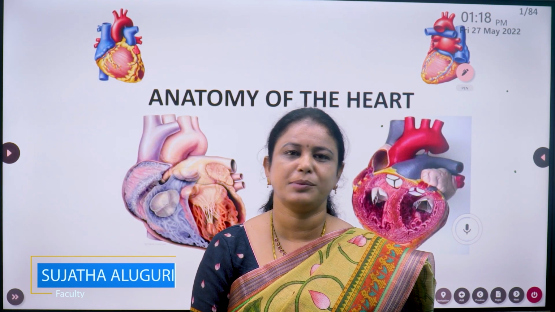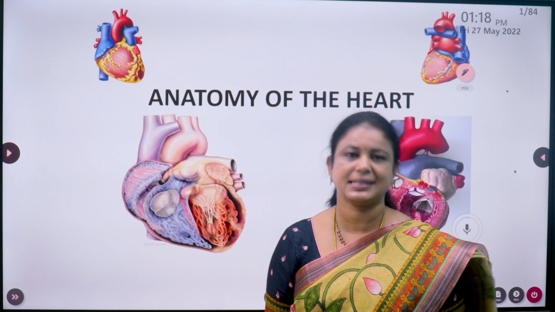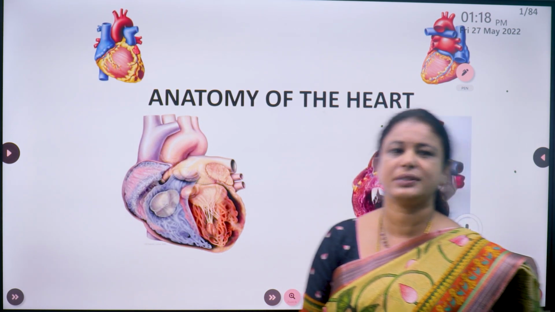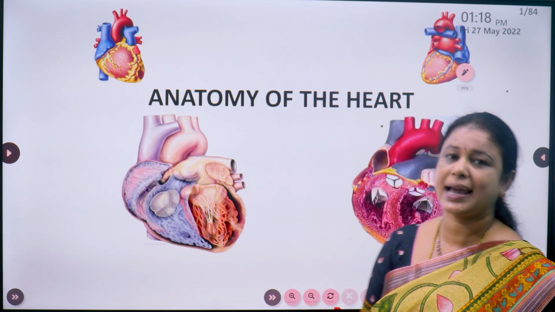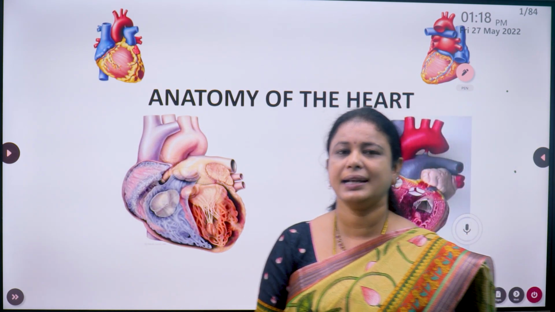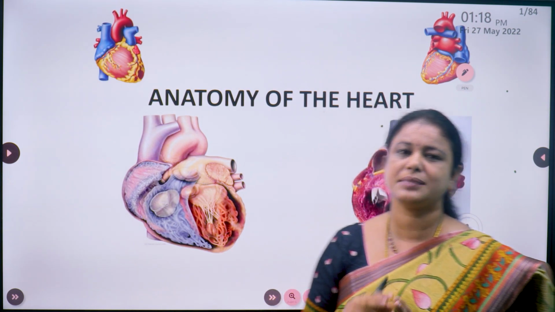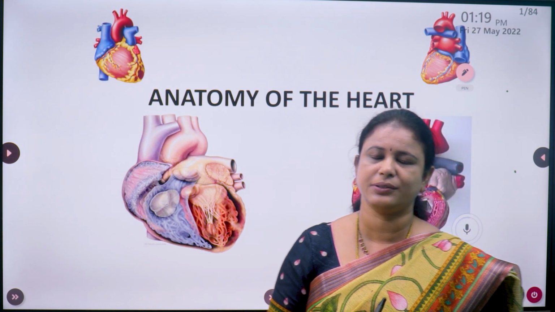Today I am going to talk about the cardiovascular system. In the cardiovascular system, cardio means heart, and vessels means blood vessels. In blood vessels we have three types: arteries, veins and capillaries. Arteries carry oxygenated blood away from the heart. Veins bring deoxygenated blood to the heart.